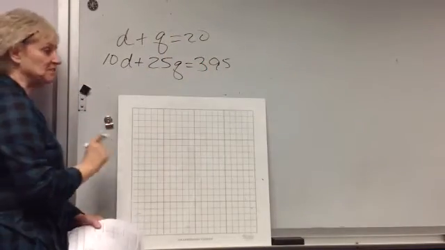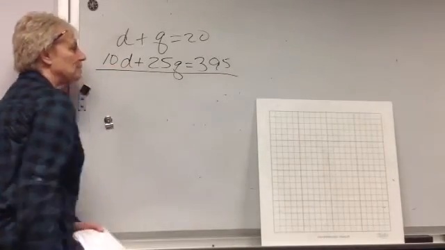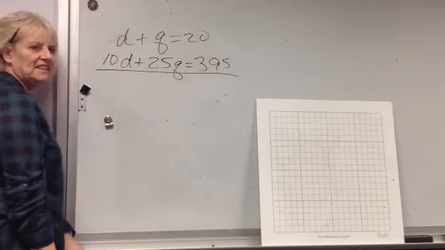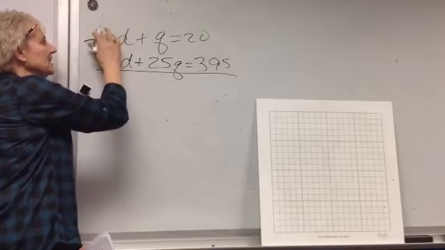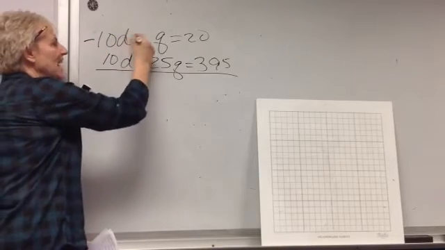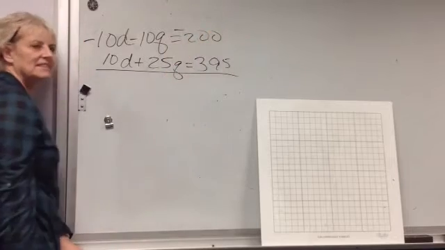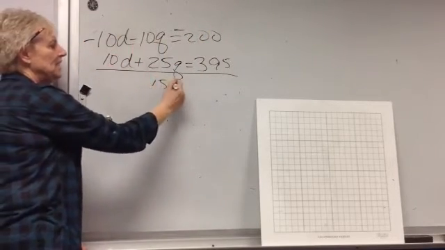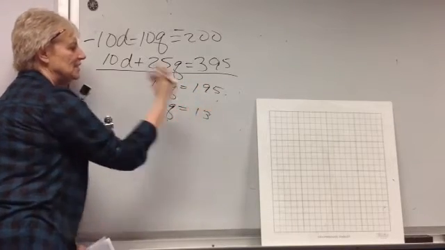I used elimination. I think substitution is way more complicated compared to this one. If you multiply everything by negative 10, you would have negative 10D, negative 10Q, and negative 200. Look how easy it is. That's gone. 15Q equals 195, Q is 13.